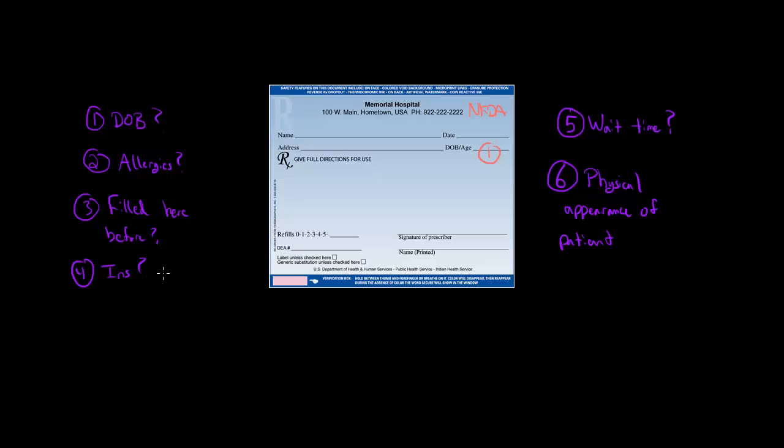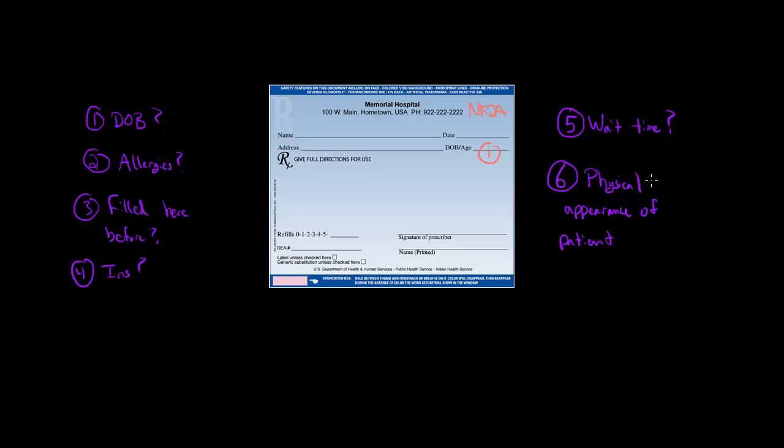Do they have an insurance card, or were there any recent insurance changes? Wait time. When do they plan on coming in? Is your pharmacy really busy? Are they going to have to wait about half an hour for it? Or do they plan on coming in a week from now or a day from now? That'll help you judge when to set the time for.